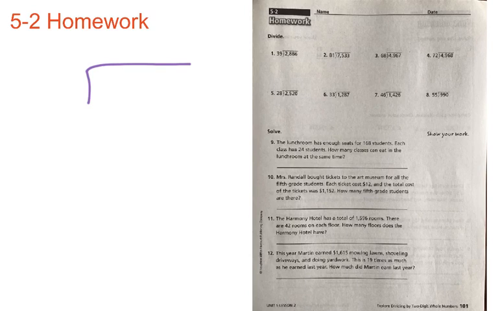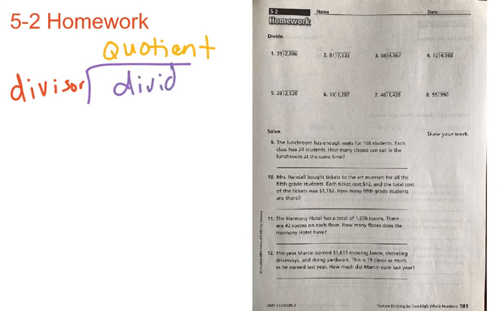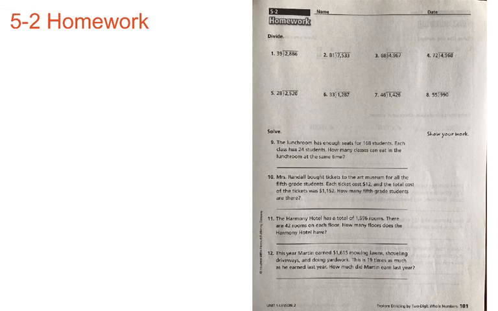When we have a division problem, the answer is called the quotient. The number you are dividing by is called the divisor. And the number you are dividing into, that you are breaking into equal pieces, is the dividend. Remember, the vocabulary is important. We reviewed it in Unit 5, Lesson 1 as well. We'll go ahead and begin with number 1.